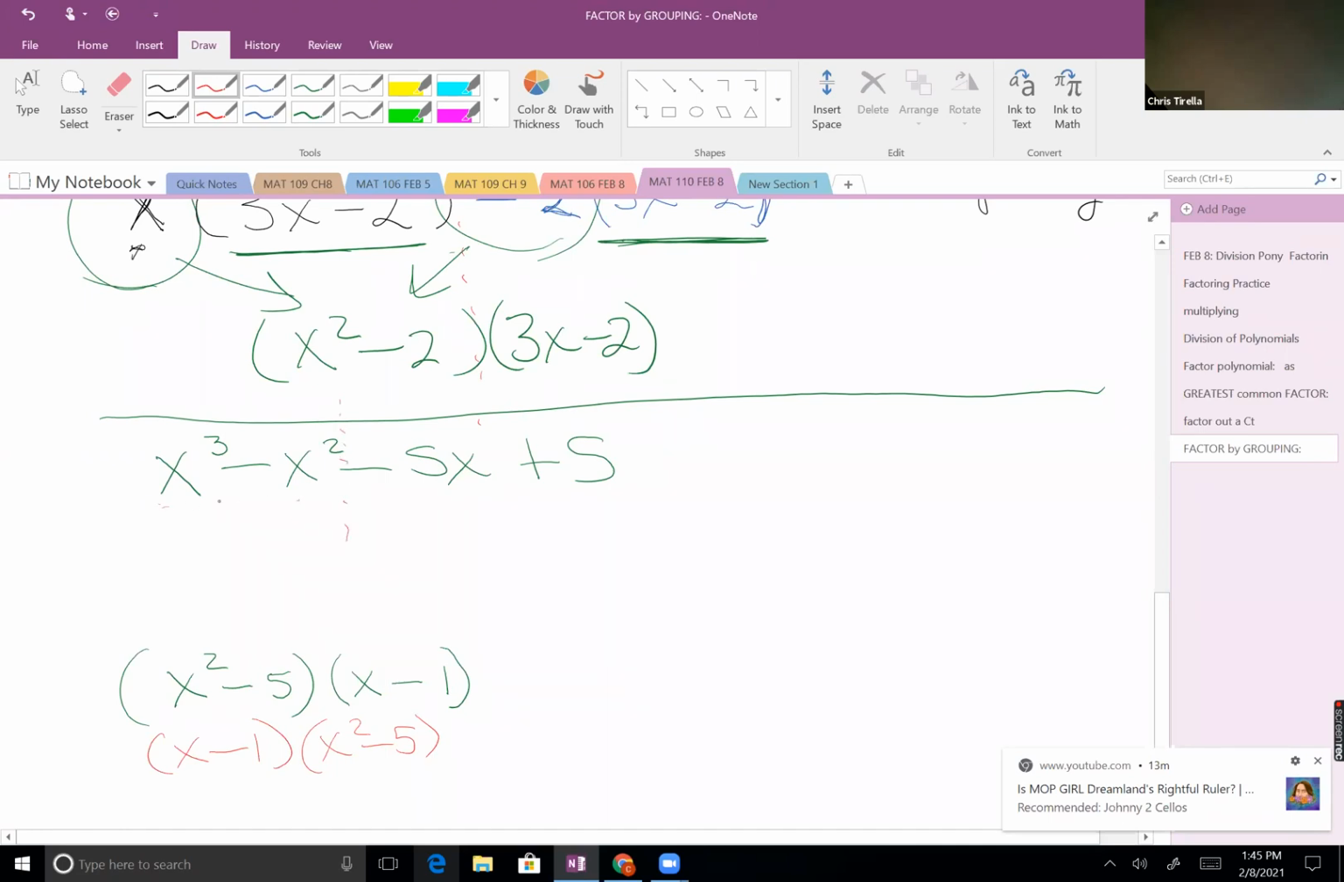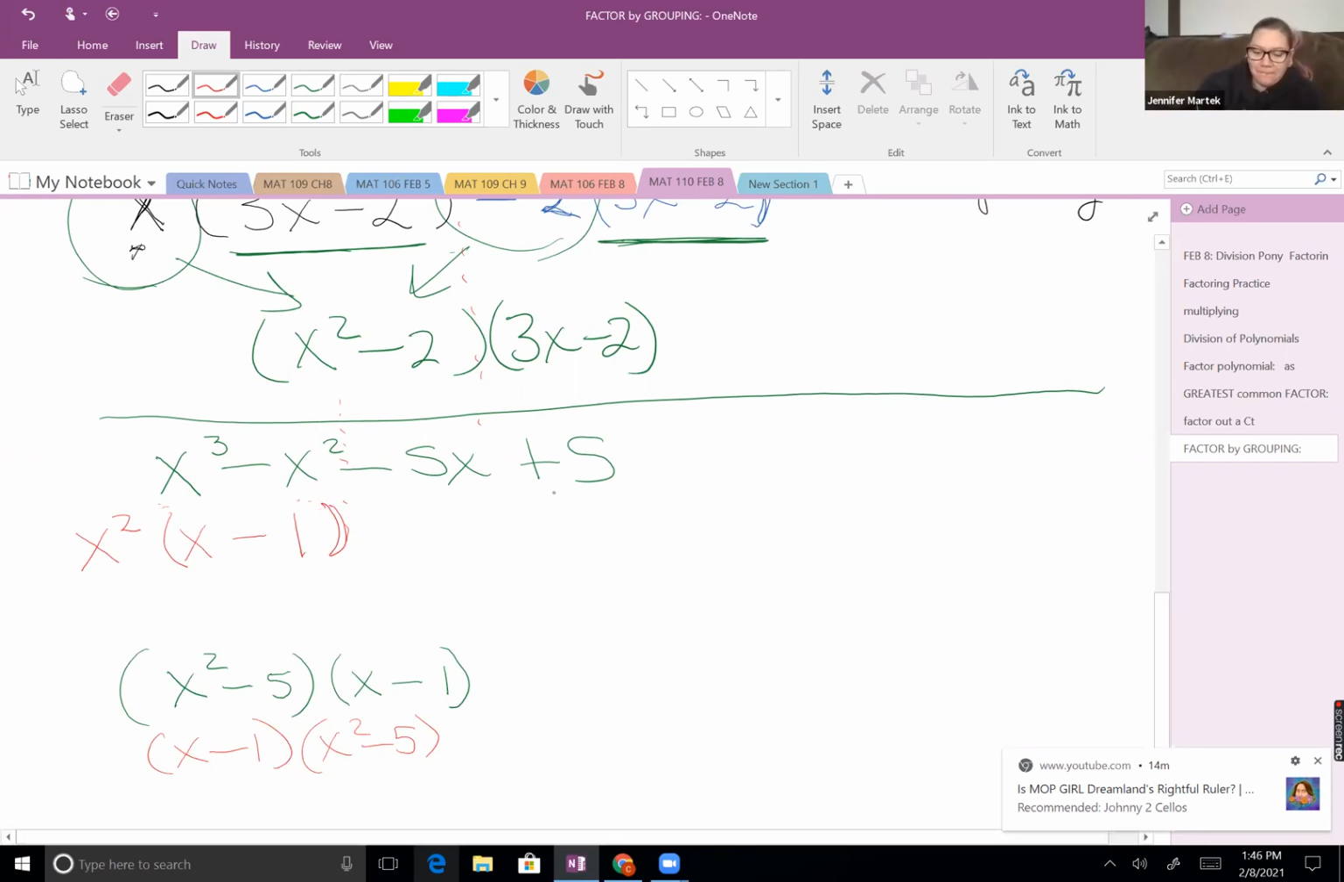What do these first two have in common? They both have x's. The lowest exponent is 2. And when I divide them by x squared, x cubed divided by x squared is x. Minus x squared divided by x squared is minus 1. To that point, is it better? Yep, that's the part I left out.